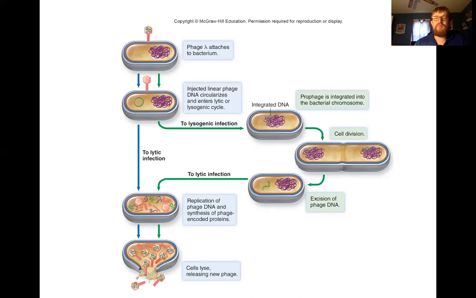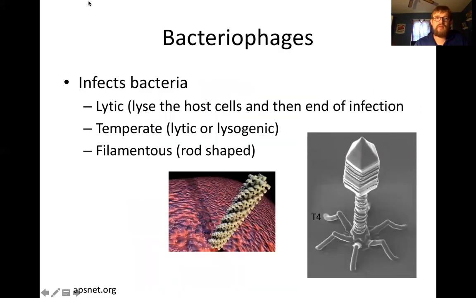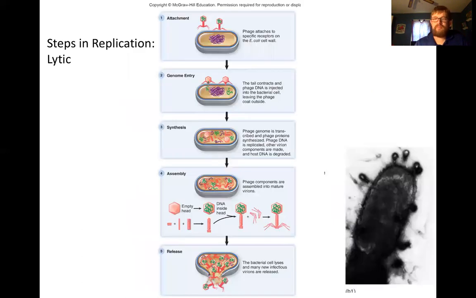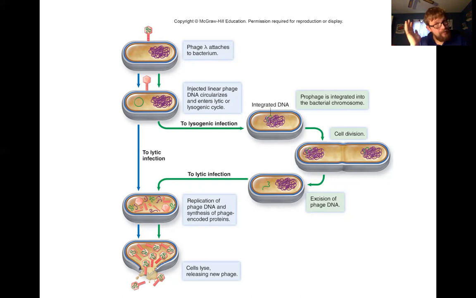The temperate cycle has two possibilities, right? So the temperate cycle, or a phage that is a temperate phage, right? All right, so you could be a lytic phage and not be a temperate phage. So just kind of keep that in mind. But a temperate phage has two routes it can go.